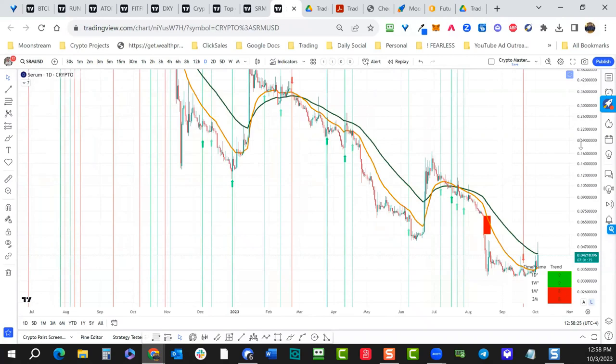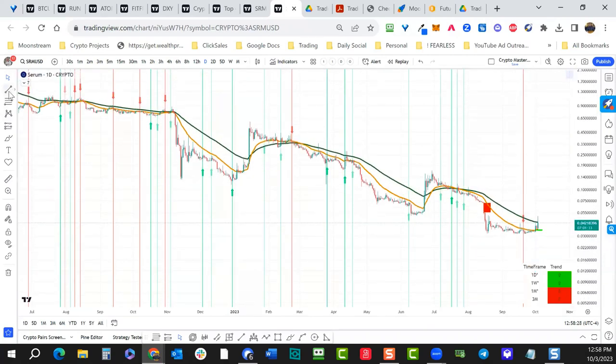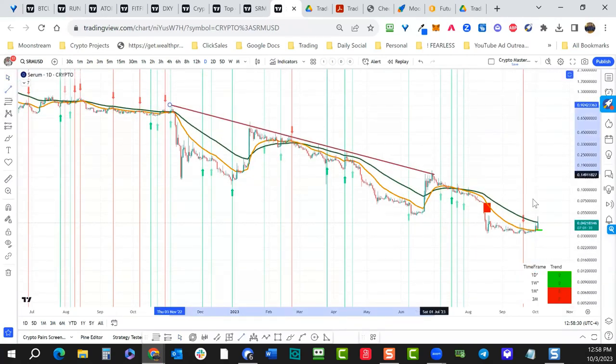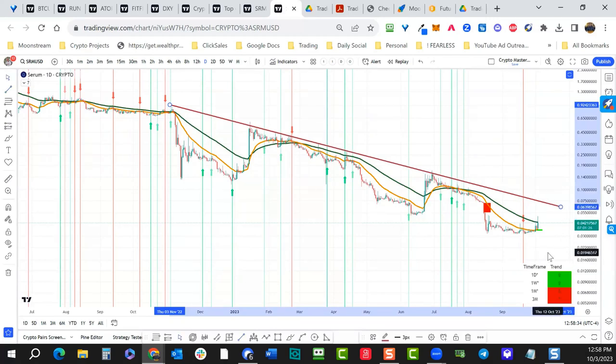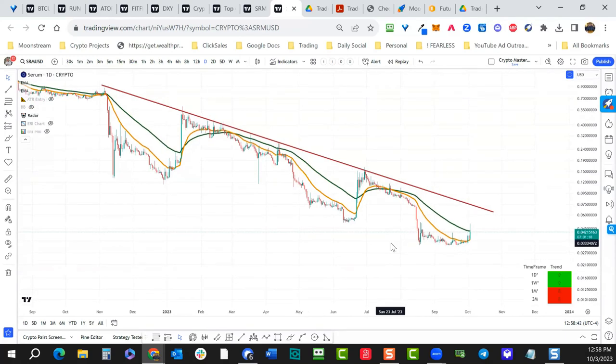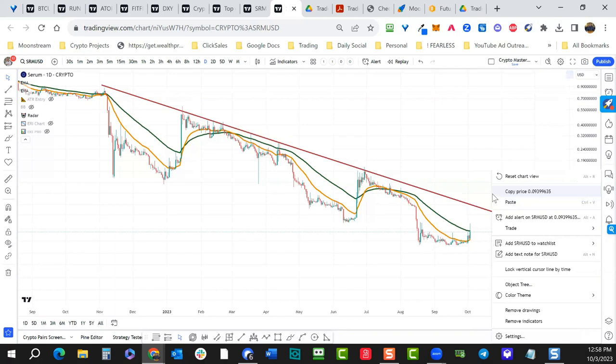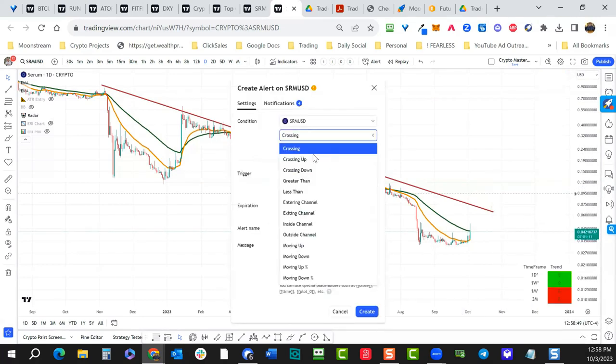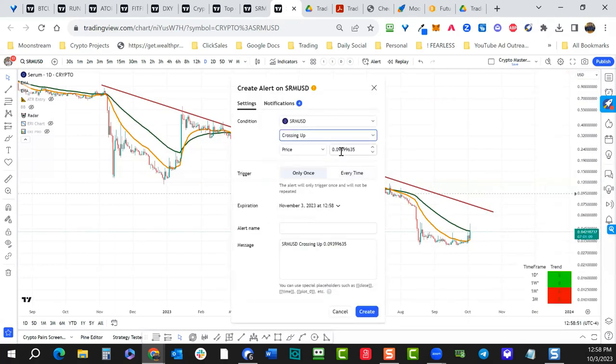If it does come back, it's a great concept. The reason I liked SRM is it has a monetization model. Any of these exchanges that have figured out a way to make money potentially will go up and be successful. Now, since learning about DYDX, these are similar plays. I don't know that Serum lives. I'm going to set an alert here for above this area. And if we're at 0.09 cents, I'll say 0.1 cents.